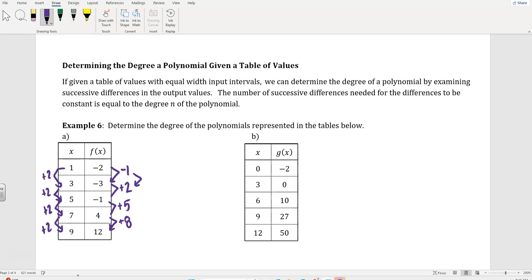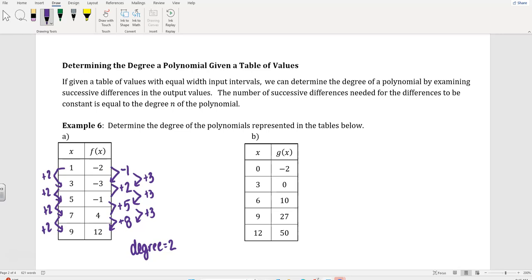From -1 to 2, that goes up 3. From 2 to 5, that goes up 3. And from 5 to 8, that goes up 3. This is quadratic, which is a second degree. So our degree equals 2.